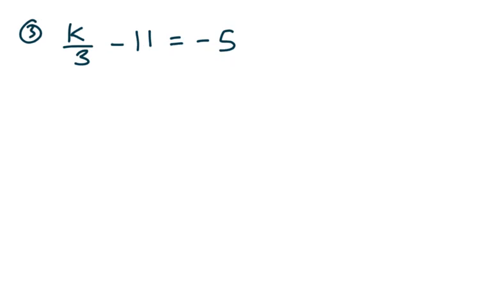All right, number 3. I'm going to draw a line down my equal sign. Now I'm trying to solve for k here. So whatever I do on one side of my equal sign, I have to do on the other. So first thing I need to do is get rid of this negative 11. So the opposite of subtracting 11 would be to add 11 to each side.